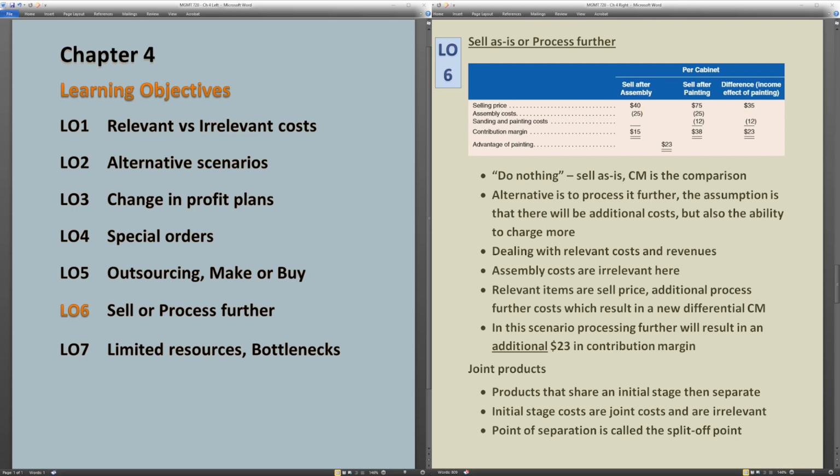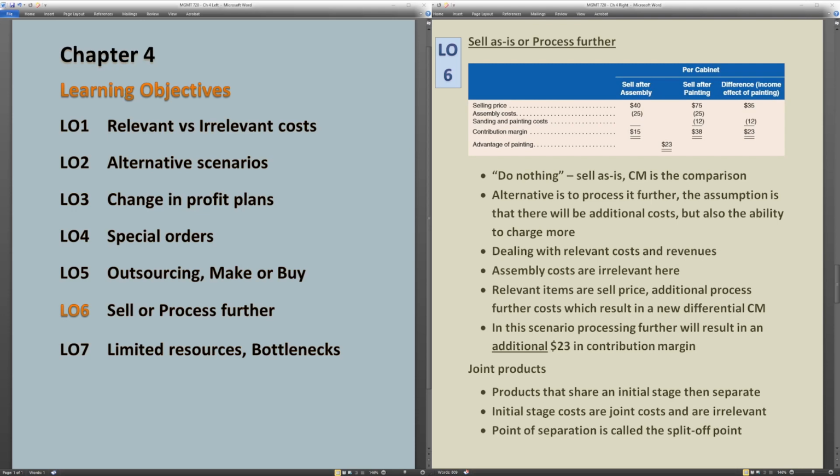Now, there are times when, and I'm looking at the bottom part of this page, we're talking about joint products. Sometimes you may have a range of products, 3 or 4 different products, and they all start off in the same way. Like here, even if we did both the unpainted and painted version, both of them are assembled for $25, and then they separate. One is sold immediately after assembly, and one goes to the painting shop. So we call products that share an initial stage joint products.